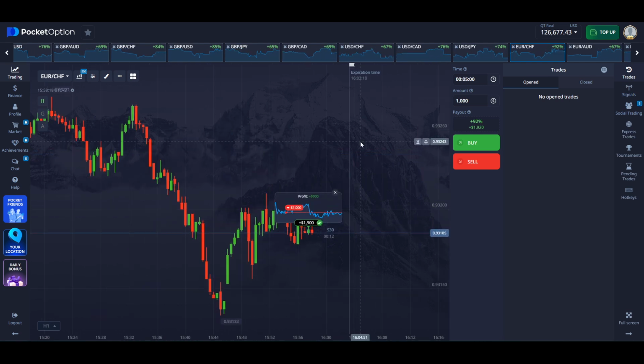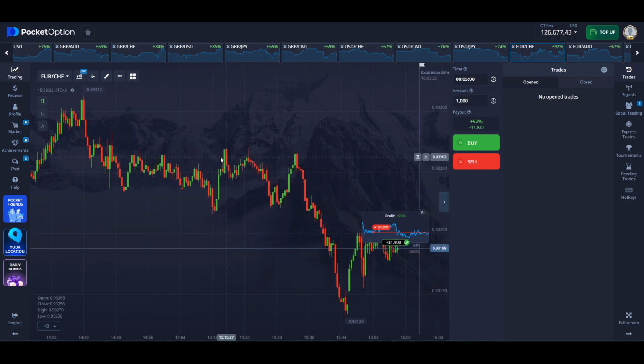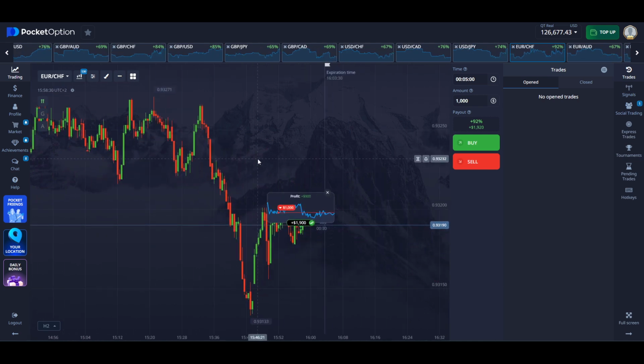So if you don't want to do heavy analysis, then use 5 minutes per trade. If you want to learn and improve, then use 3 minutes. If you're ready to trade really fast, then you can use 1 minute. Now you know which time frame is best to use.